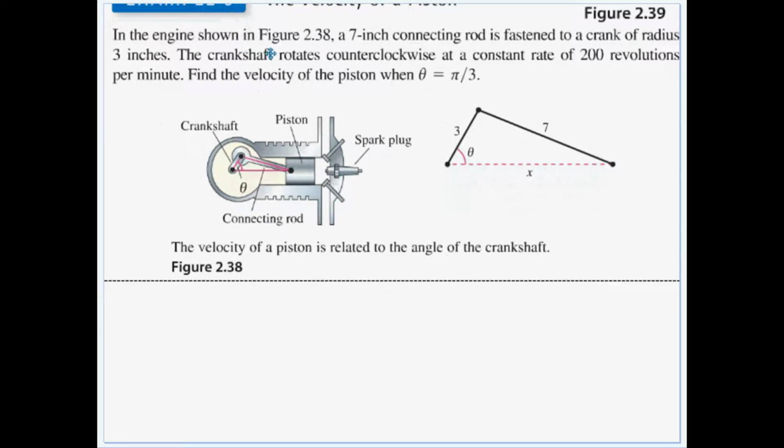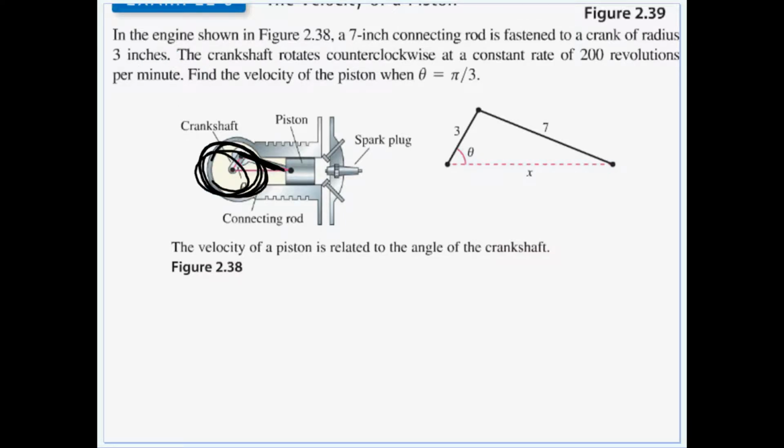In the engine shown here below, we have a 7-inch connecting rod fastened to the crank of a radius 3 inches. So here is our crankshaft, here is a connecting rod, and that shaft is 3 inches. Or the radius of this crankshaft here is 3 inches. The crankshaft rotates counterclockwise at a constant rate of 200 RPM. Find the velocity of the piston when the angle theta is exactly 1/3 pi.